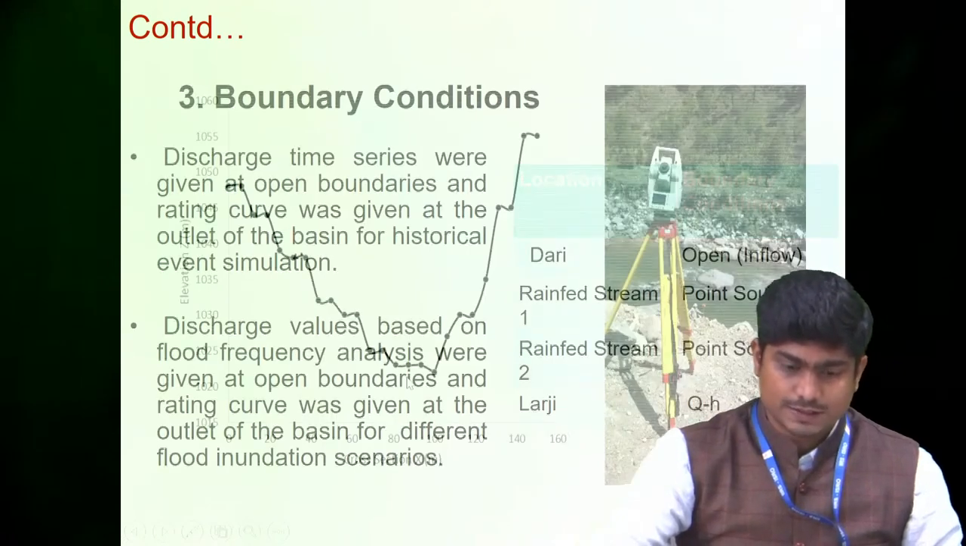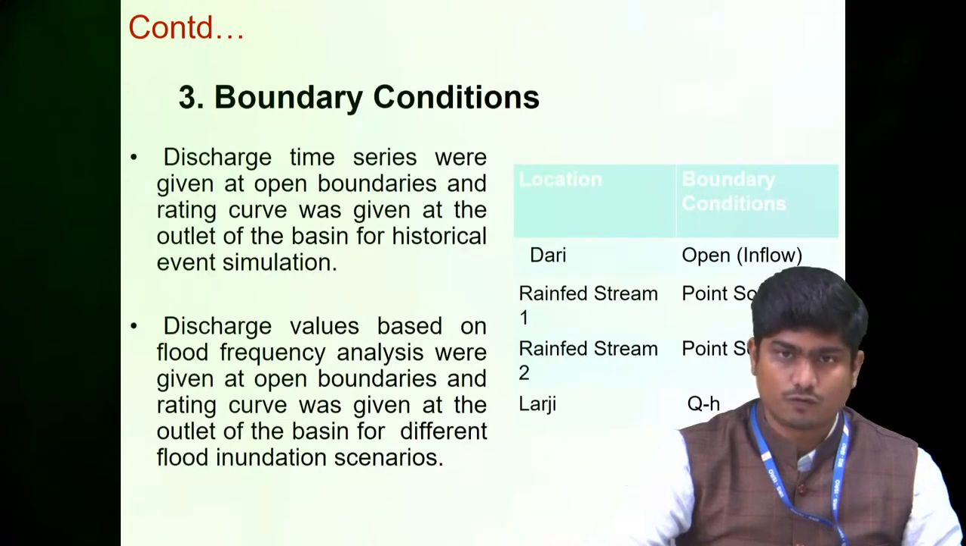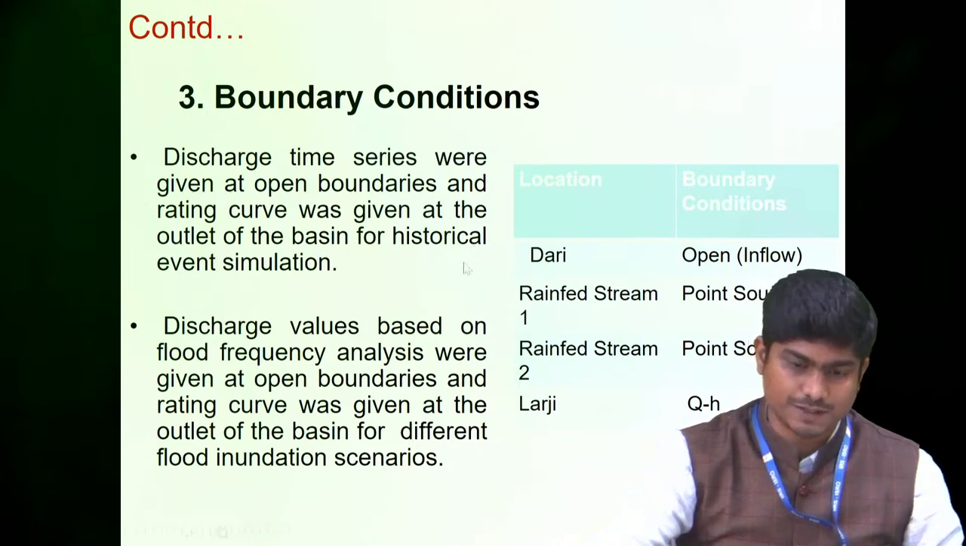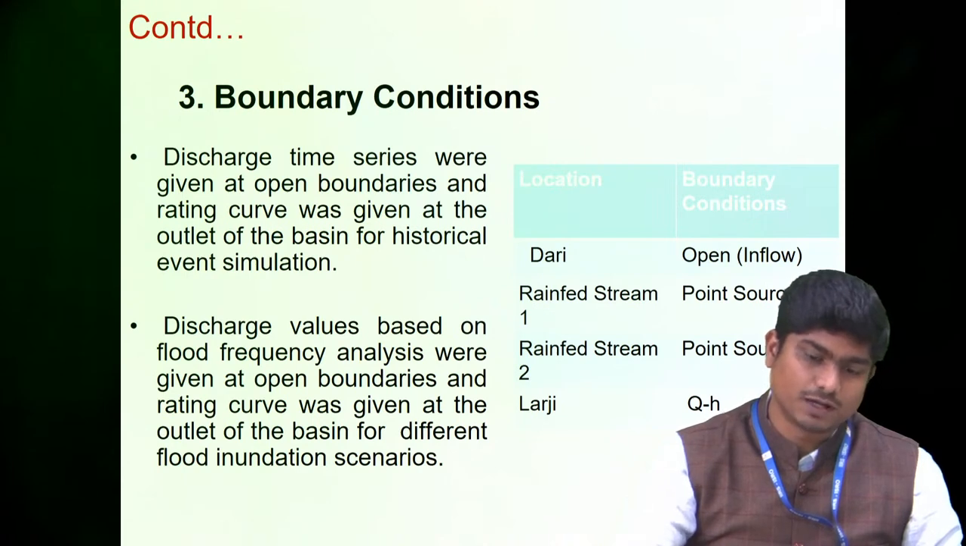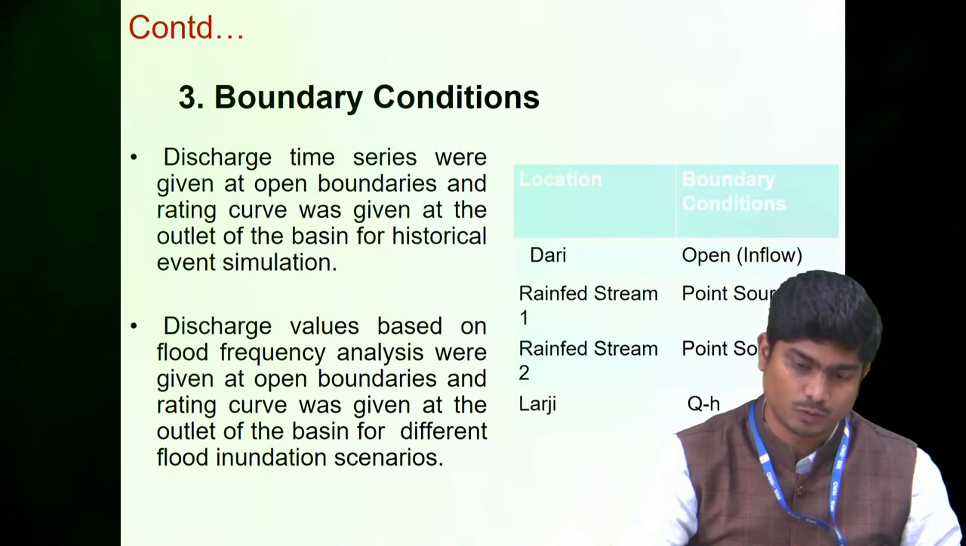So now we talked about the cross section. Further, we'll move towards the boundary condition. What the boundary condition is, as the name suggests, is some condition that we give to the boundary of the particular river network that you are dealing with.